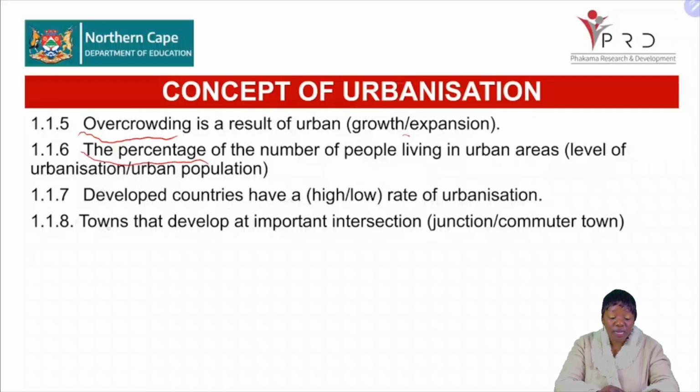Then your 1.1.7, developed countries have, remember in grade 9, you were taught about the difference between a developed as well as a developing country. So developed countries have a high or a low rate of urbanization. The key is to understand what type of country is a developed country. Then your 1.1.8, the towns that develop at an important intersection. Remember, it is taking us to the types of towns. Is it a junction or is it a commuter town?